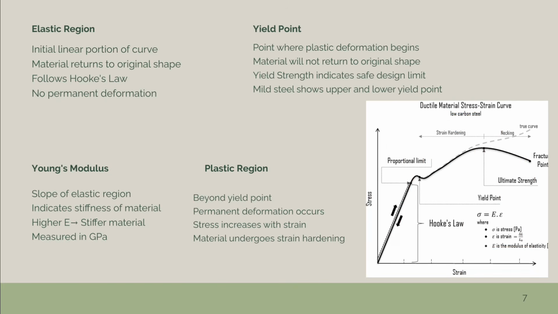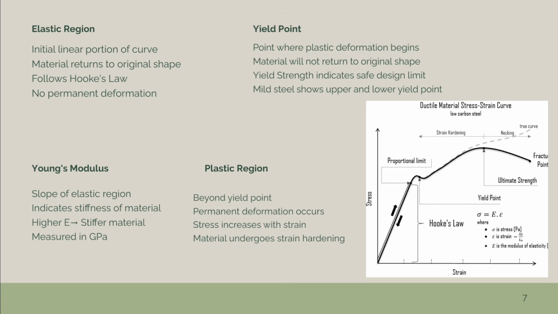The appearance of the upper yield point is associated with the pinning of dislocations in the system. In the elastic region, the initial linear portion of the curve, the material returns to its original shape and follows Hooke's law, with no permanent deformation. At the yield point, plastic deformation begins and the material will not return to its original shape. Yield strength indicates the safe design limit. Mild steel shows upper and lower yield points.